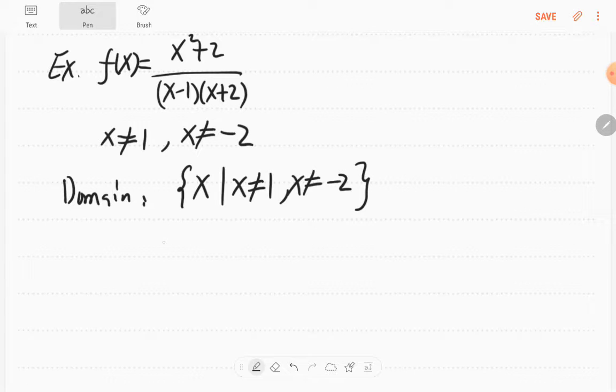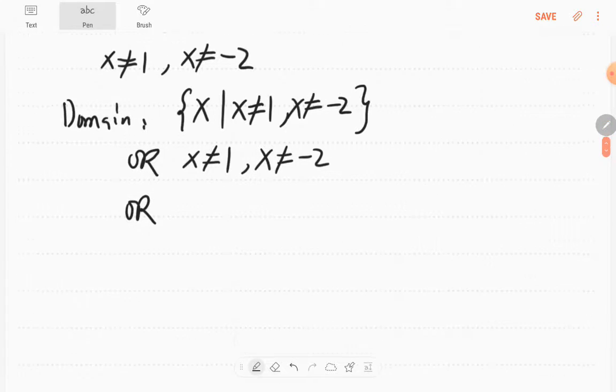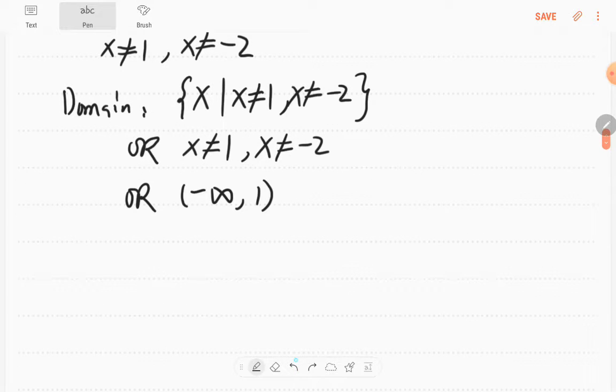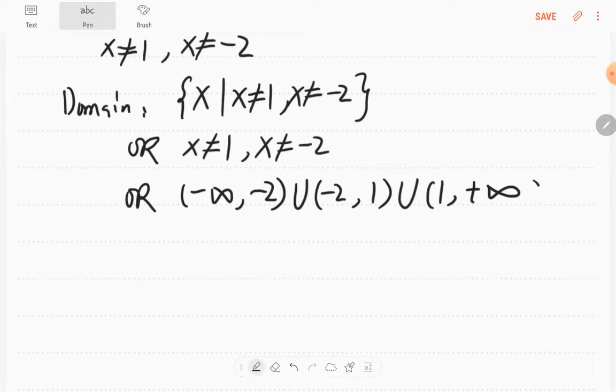Or you can write it as an inequality: x is not equal to 1, x is not equal to negative 2. Or you can use the interval notation: negative infinity to negative 2, union negative 2 to 1, union 1 to positive infinity.